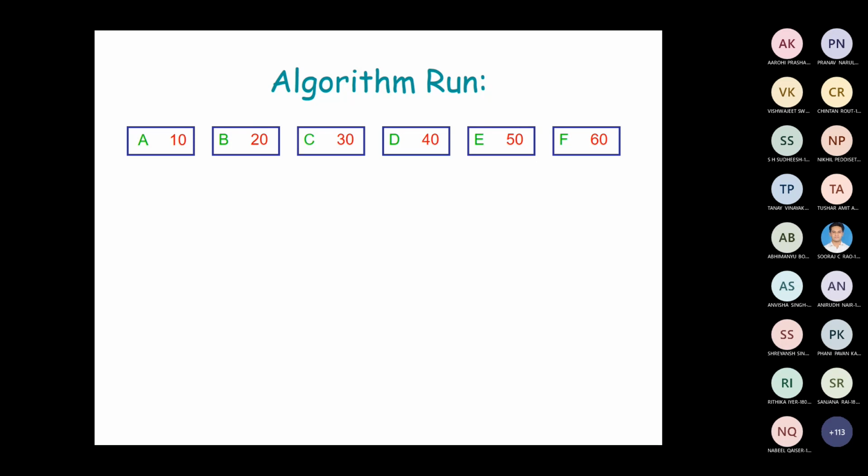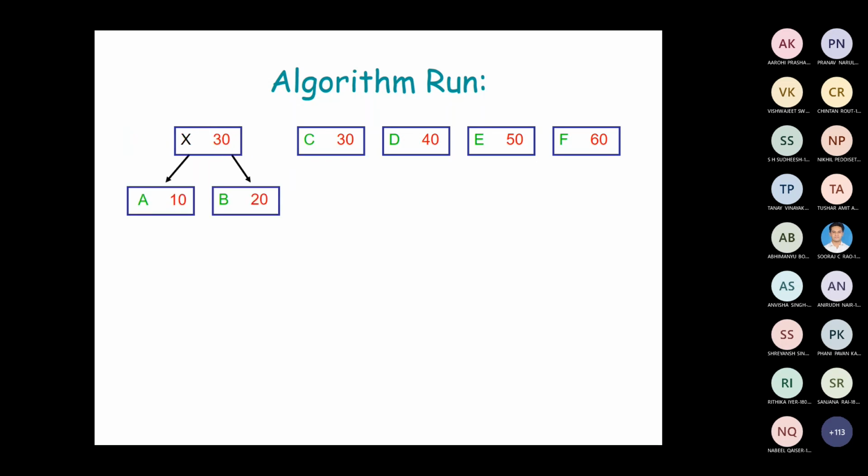A and B. Now what you do is create a parent node for A and B, where the weight of that particular parent node is nothing but the sum of the weights of these two least nodes. Which are the least two nodes? A as well as B. So now if you create it, you will get a parent node, say X in this case, whose weight is the sum of these two weights. That is 30, which is 10 plus 20. Okay, this is done.